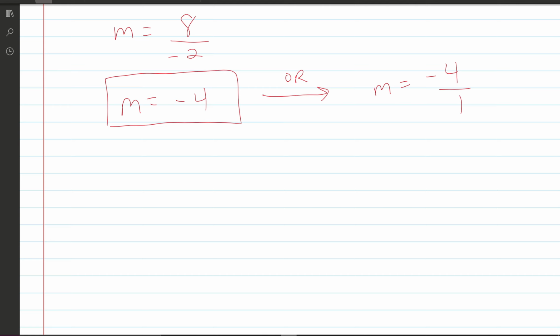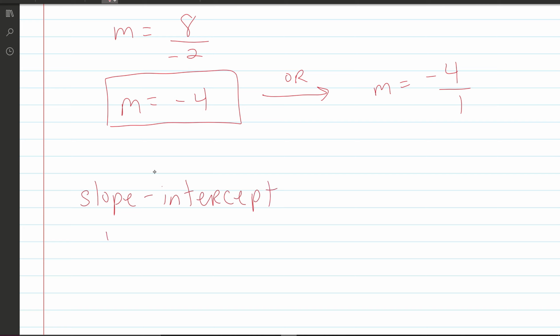The next thing we turn to are the different forms of the equation of a line. So the first form is known as slope-intercept form.